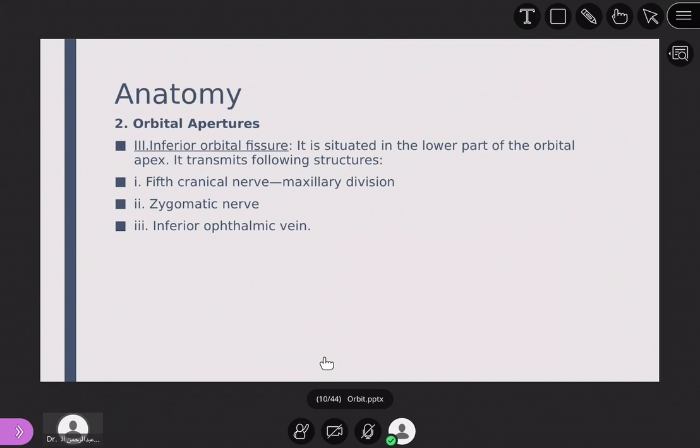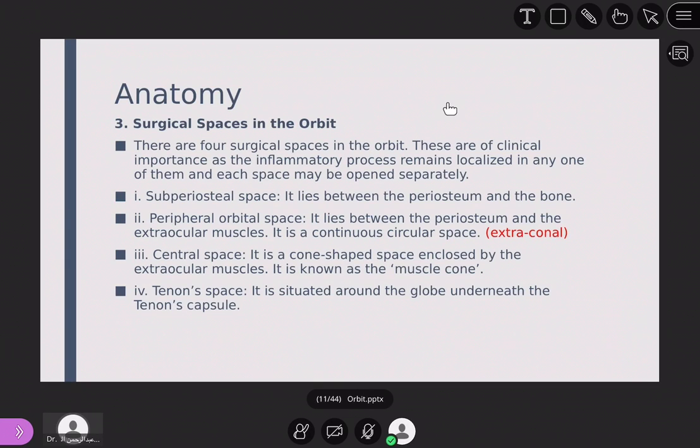There are 4 surgical spaces in the orbit. These are of clinical importance, as inflammation in any of them may be opened separately. We have the subperiosteal space. It lies between the periosteum and the bone. The bone is covered by something called periosteum, and there is a space between them. This is the subperiosteal space.